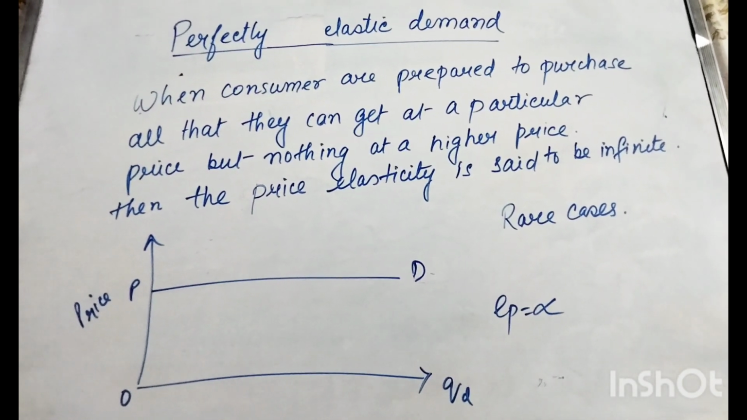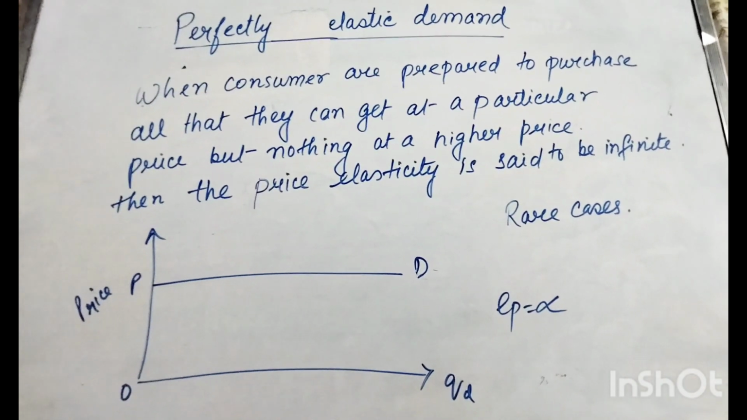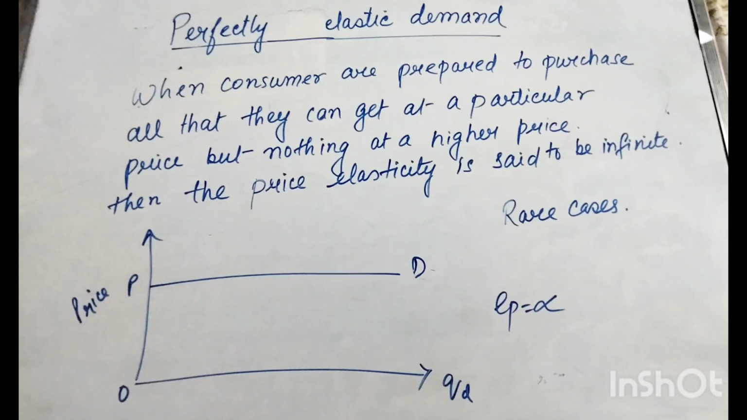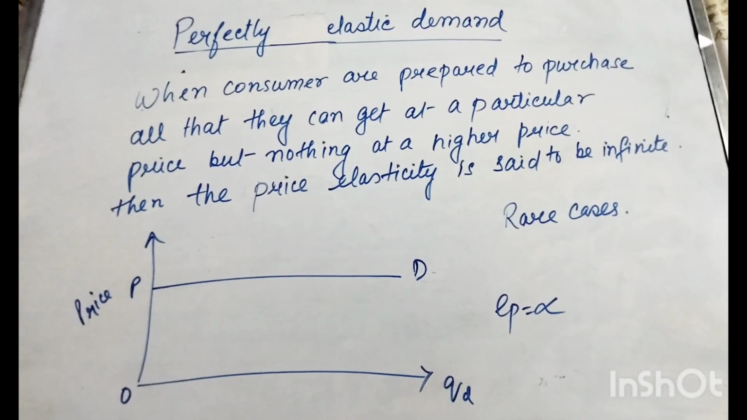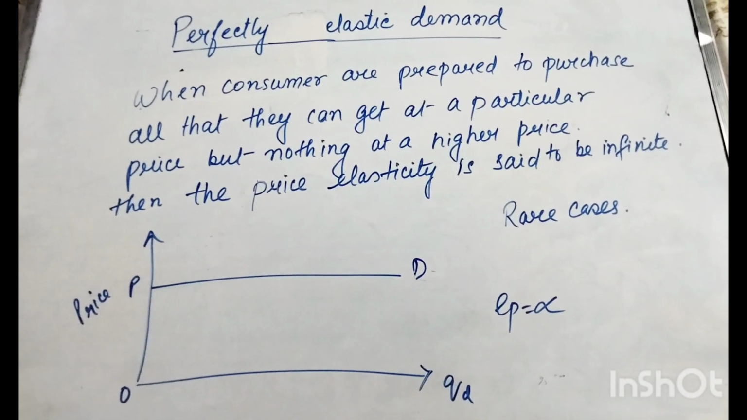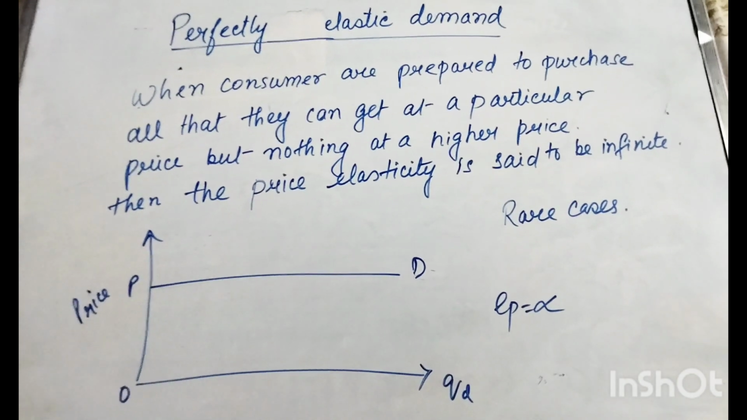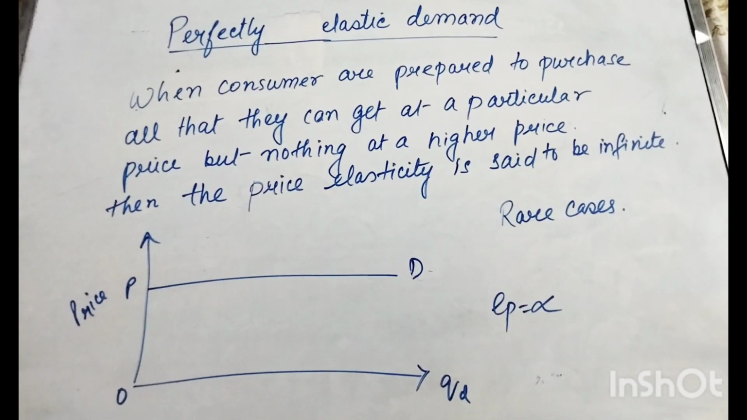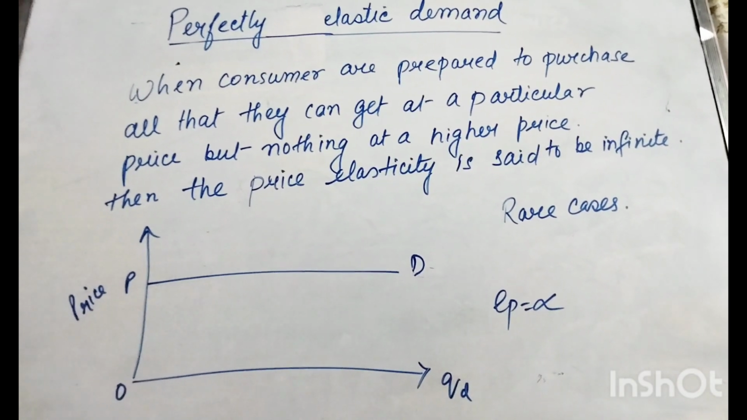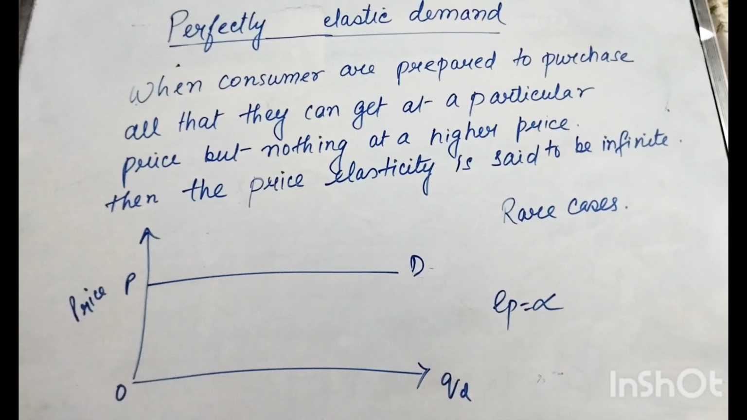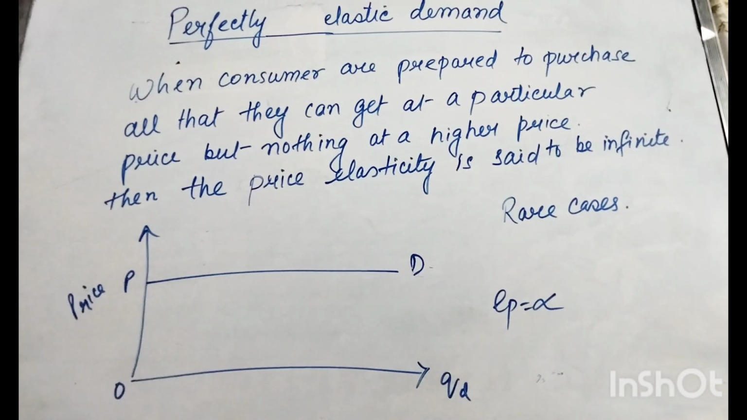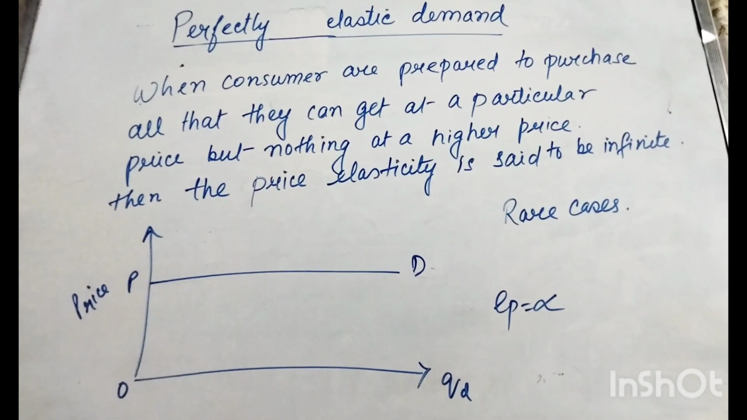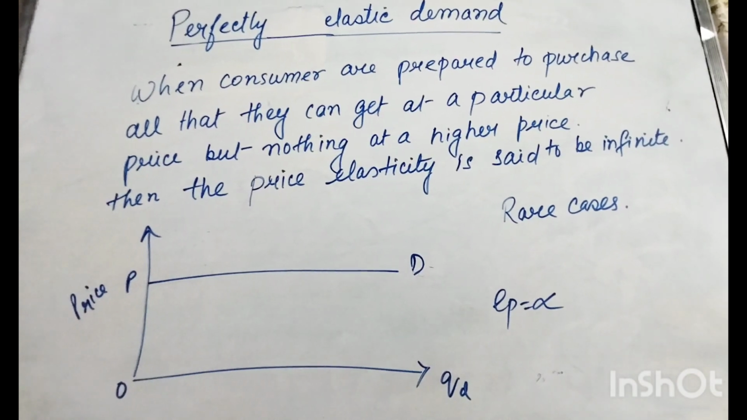In the case of perfectly inelastic demand, the demand curve will be vertical. In this way you can remember. In the case of perfectly elastic demand, the curve is horizontal. In the case of perfectly inelastic demand, the curve is vertical. So if the demand curve is vertical, what will be the elasticity of the demand? The price elasticity of the demand will be equal to 0. And in perfectly elastic demand, price elasticity of the demand will be equal to infinity.